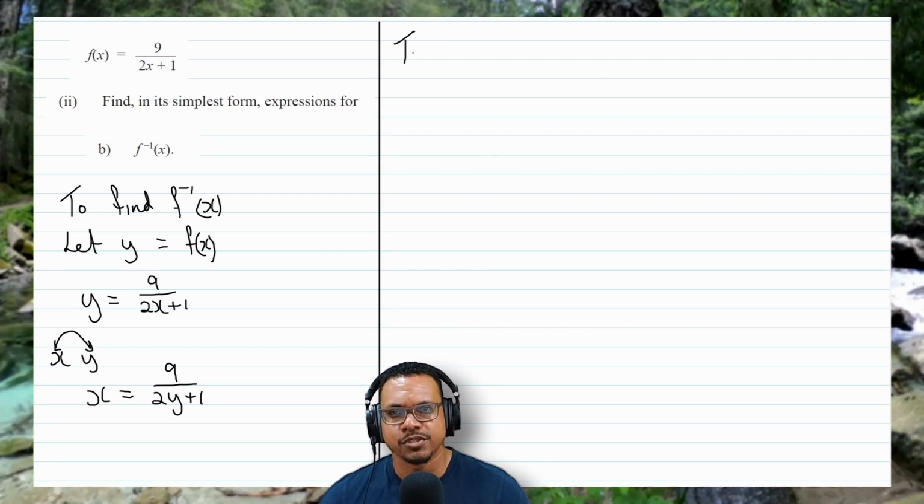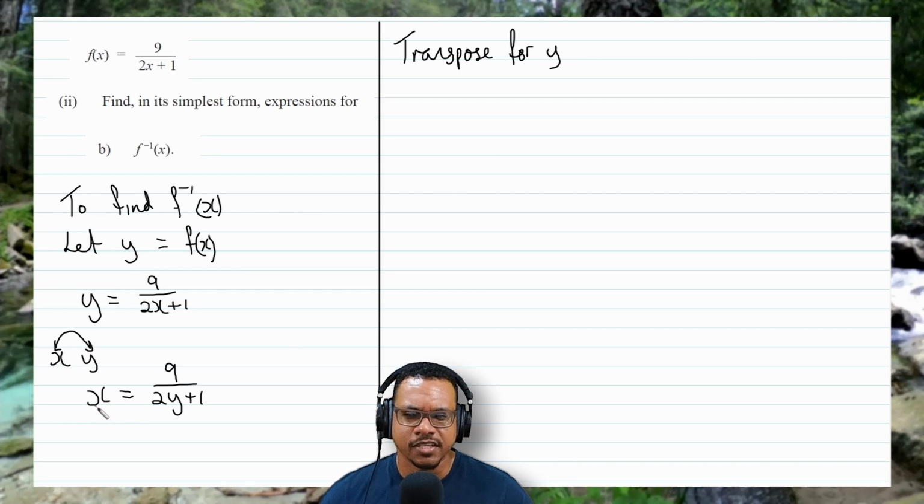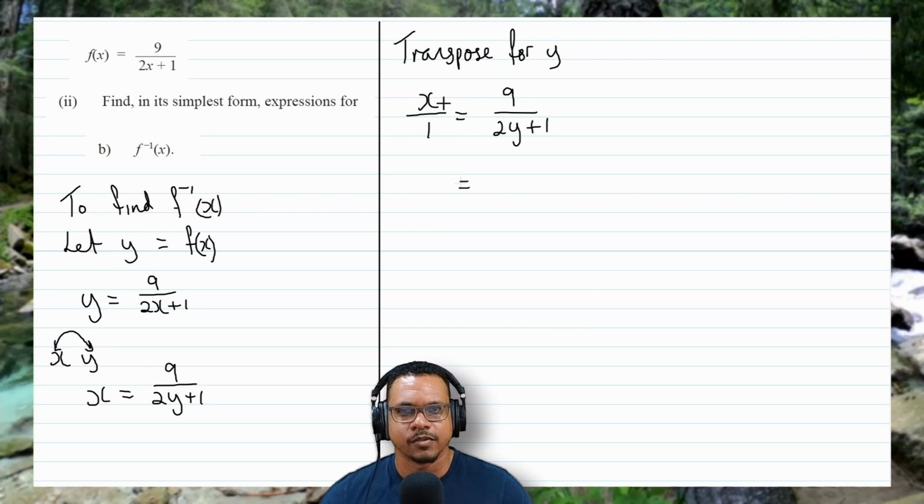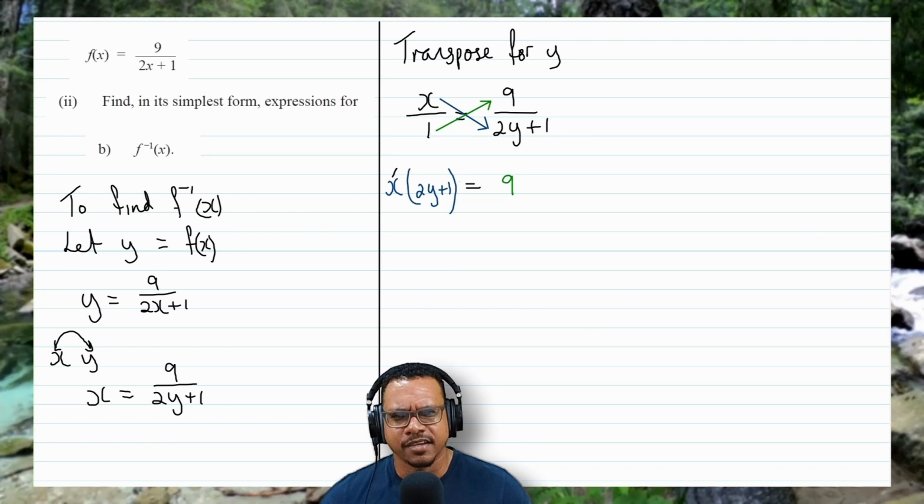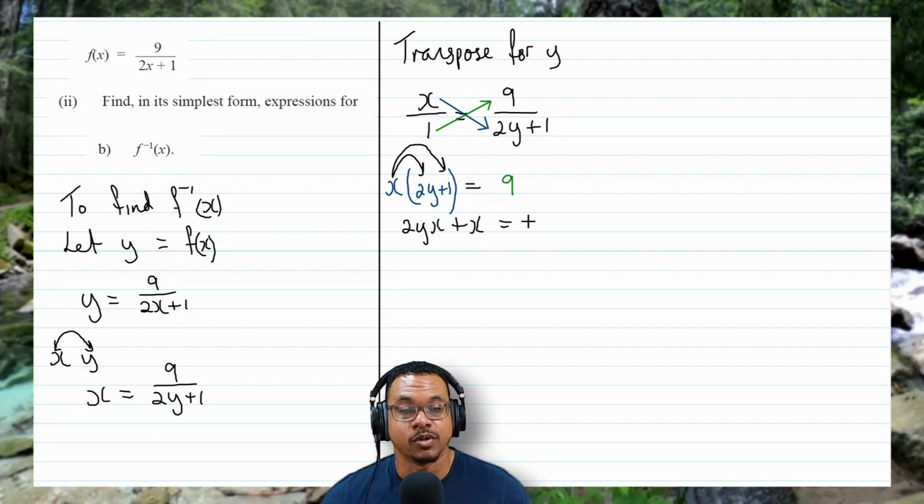And then we're going to transpose for y. So what I could do is put this x over 1 so we can cross multiply. So I'll have x over 1 is equal to 9 over 2y plus 1. Now multiplying x by 2y plus 1, we will get x, open brackets, 2y plus 1, and multiplying 1 by 9 will just give 9. Expanding the brackets here, x by 2y would be 2yx, and x by 1 would be x, and that'll be equal to 9.